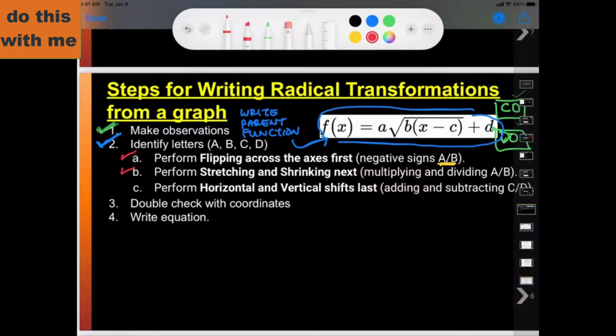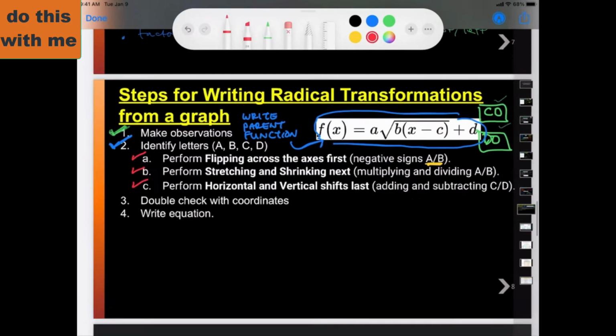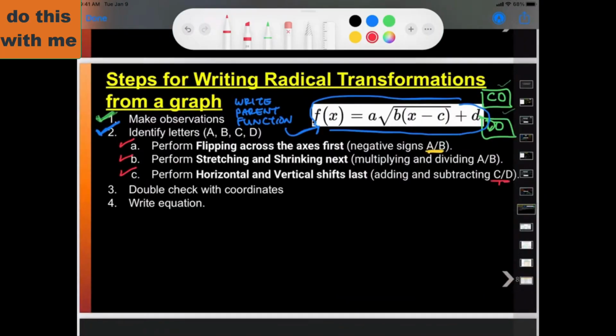Perform stretching and shrinking next. So those are the factors of A and B. And then perform horizontal and vertical shifts last. This is the adding and subtracting of the C and D values.